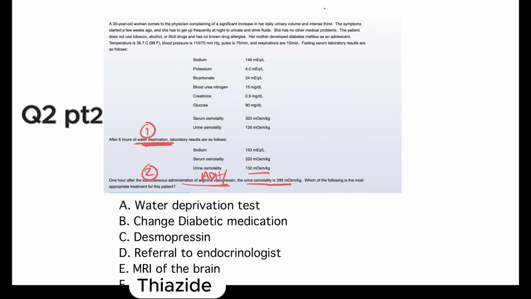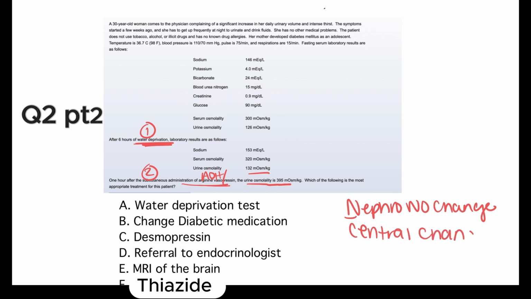Remember, guys, use your mnemonics. Remember nephro for no change. Central change. Whenever you see DI, if DI is in the name, then the first test will be dilute. Just like this, dilute. This concludes diabetes insipidus and the main differential diagnosis.